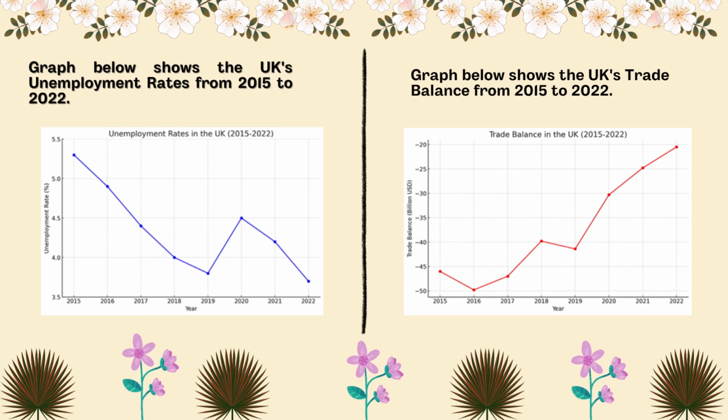For the next graph, it is the trade balance. The UK's trade deficit widened from negative 46 billion USD in 2015 to negative 49.8 billion USD in 2016, largely due to the Brexit referendum. Post-2020, the trade deficit narrowed significantly from negative 30.3 billion USD in 2020 to negative 20.5 billion USD in 2022. The implementation of FTAs and the EU-UK Trade and Cooperation Agreement helped stabilize trade relations and enhance export performance, contributing to the reduction in the trade deficit.